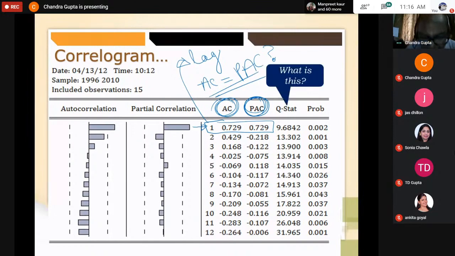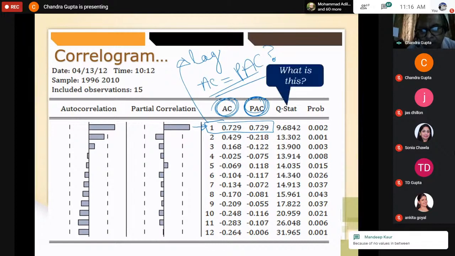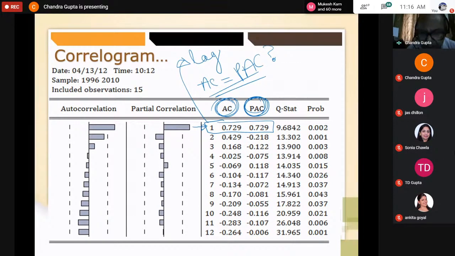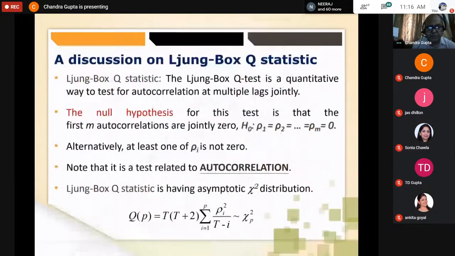Anybody? Why is autocorrelation the same as partial autocorrelation for lag 1? Because there is nothing in between to filter out. But after lag 1, you will find that there is a difference between autocorrelation and partial autocorrelation.